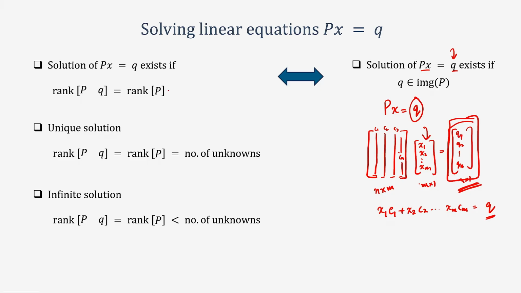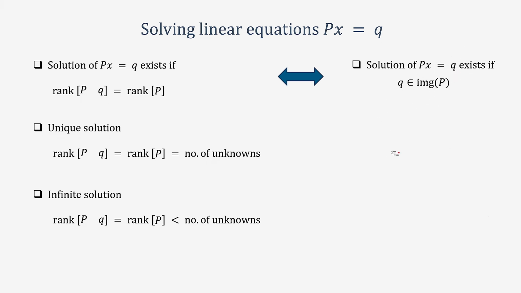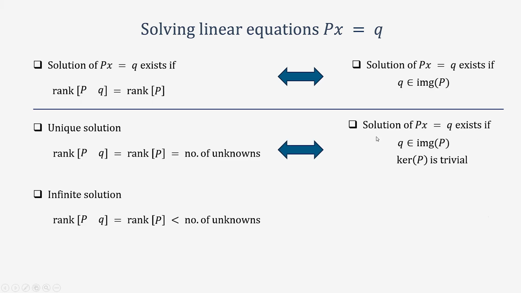So, one condition is the rank condition, that the rank of [P Q] is equal to the rank of P, but also that Q belongs to the image of P. Okay, so this is an equivalent statement. You can talk about the solution of Px = Q in this way also. So, Q must belong to the image of P, then only there will be a solution. If Q does not belong to the image of P, then you will never be able to find a solution.